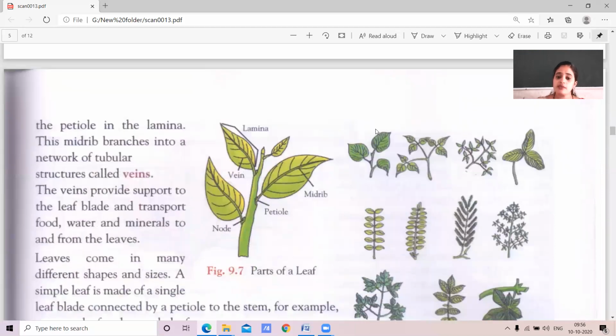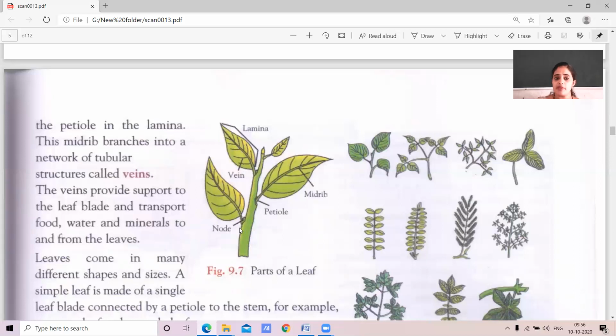petiole. If you see here in this picture, it is showing the petiole and the flat part, that is the midrib, and we can see the lines, the veins, and we can see the lamina and the leaf which is attached to the stem part. It was showing the node. Isn't it, children? Yes.